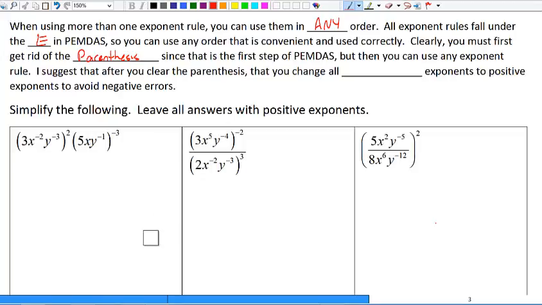Now, even though I give you free rein to use them in any order, I suggest that after you clear the parentheses, you change all of the negative exponents to positive exponents to avoid any negative errors. Again, that's not necessary, but I prefer that order.